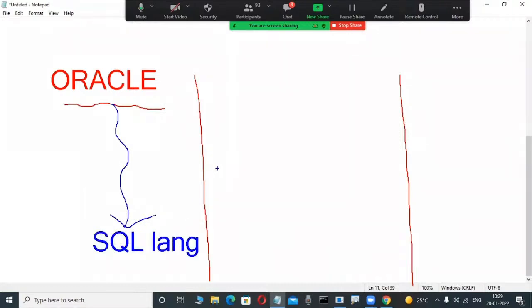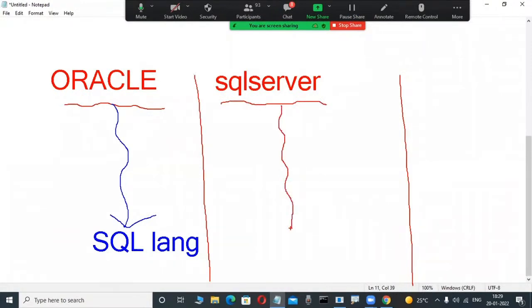Suppose in my company there is another project with another relational database product from Microsoft, SQL Server. Some employees work on SQL Server. It is also a database product, like Oracle, and to operate it they use one language only. That language is SQL.